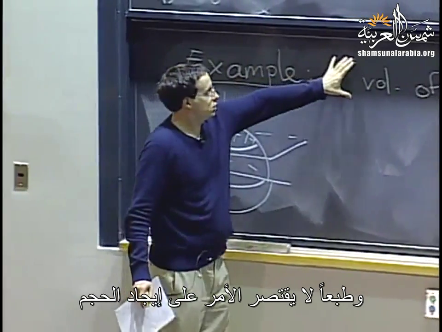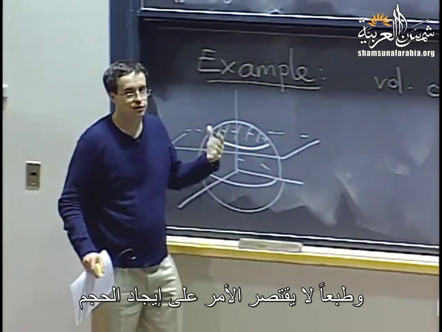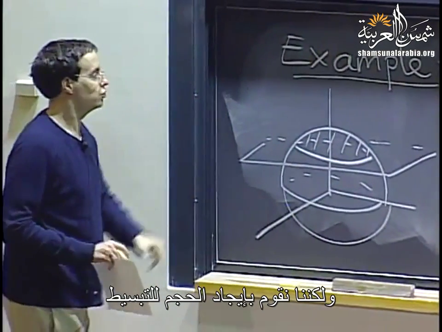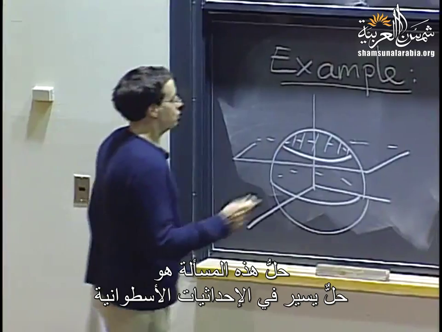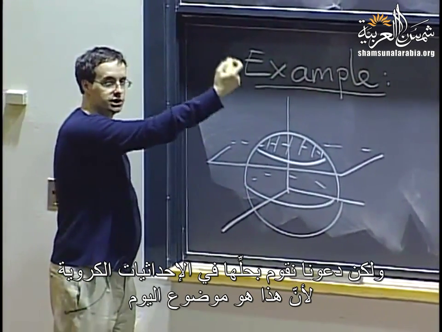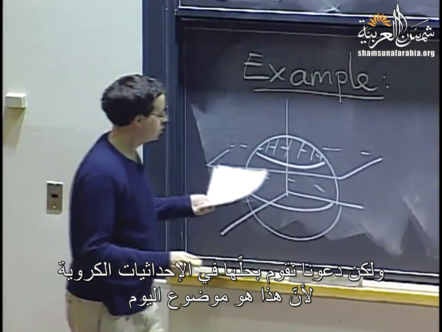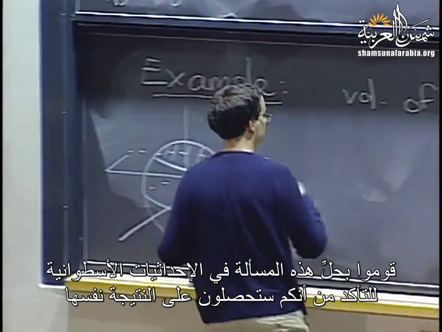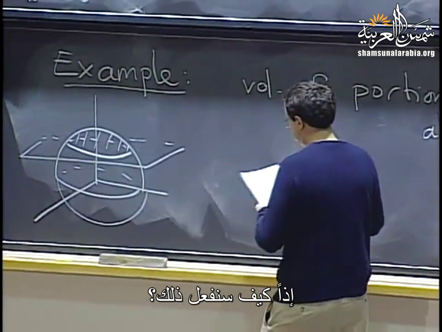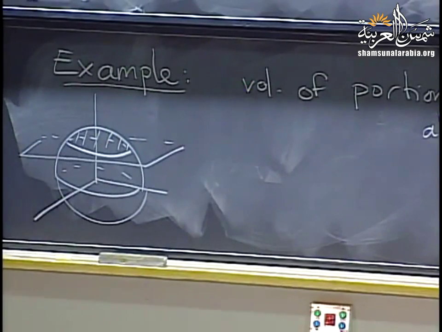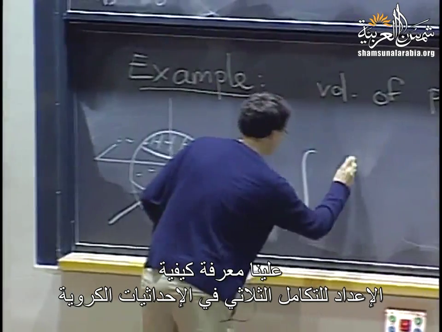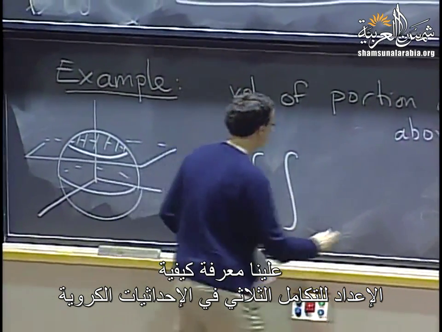And also, of course, we can set up not only the volume, but we can try to find the moment of inertia about the central axis or all sorts of things. But I'm just doing volume for simplicity. So actually, this would go pretty well in cylindrical coordinates, but let's do it in spherical coordinates because that's the topic of today. A good exercise, do it in cylindrical and see if you get the same thing. So how do we do that? Well, we have to figure out how to set up our triple integral in spherical coordinates.